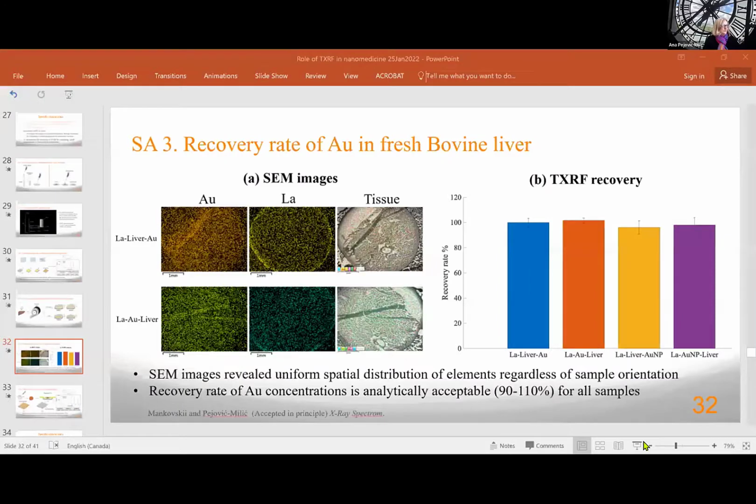You want me to pull that up to refresh your memory, if I can quickly find that? We did check homogeneity, right? So we didn't assume it. There we go. I can pull up this slide to show you what I'm referring to. Do you see the slides? Yes. So you can see that we checked when we had gold liver lanthanum versus liver gold lanthanum, that the homogeneous distribution of both is still present in the sample.